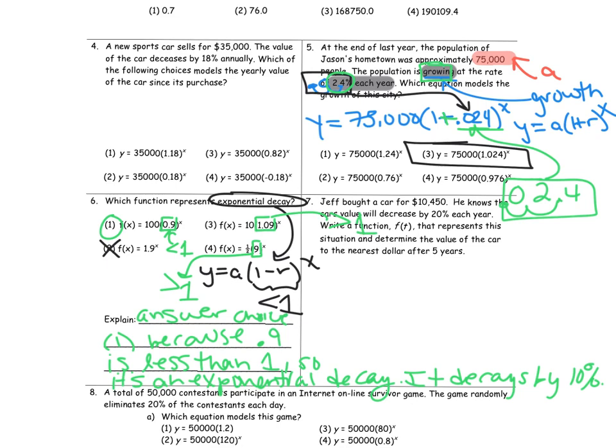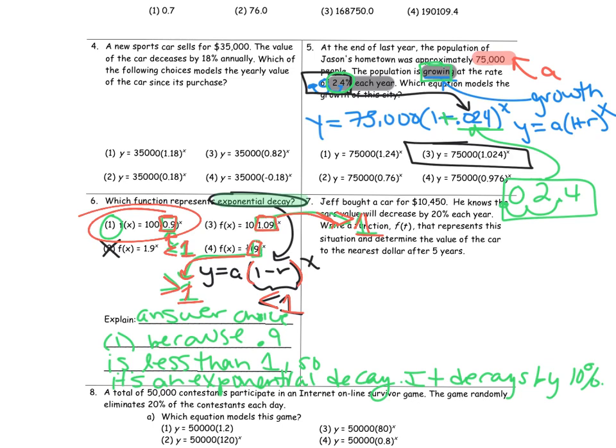If I look at question 6, now this one's just a little bit more work. I want to know which one's the decay. So in order to figure out which is the decay, again, you guys got to remember, we're looking for which value inside the parentheses is less than 1. Well, if you look at answer choice 3, this is bigger than 1. 1.09 is bigger than 1. If I look at answer choice 4, again, 9 is bigger than 1. If I look at answer choice 1, 0.9 is less than 1. So it has to be answer choice 1.